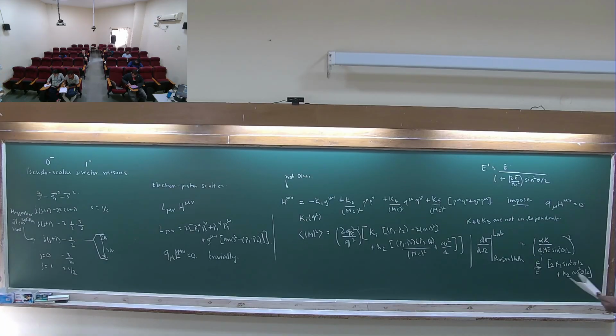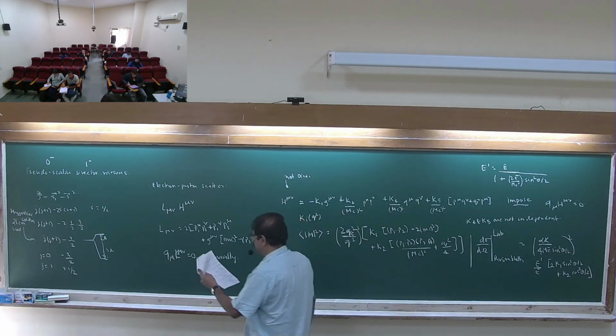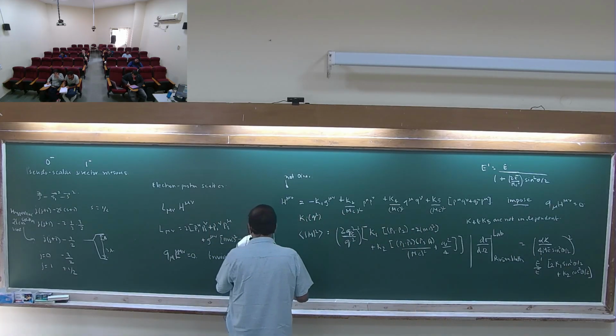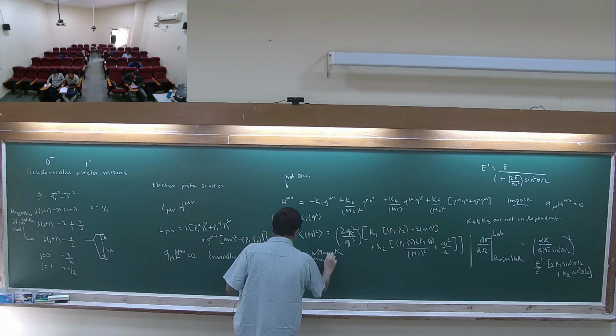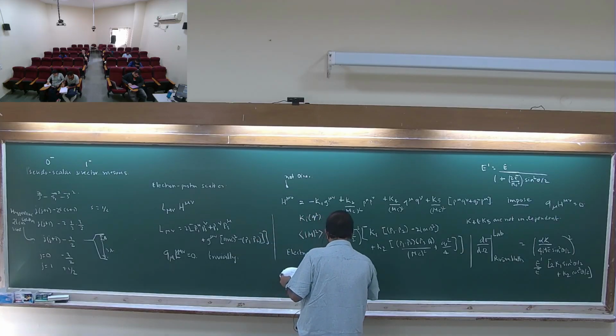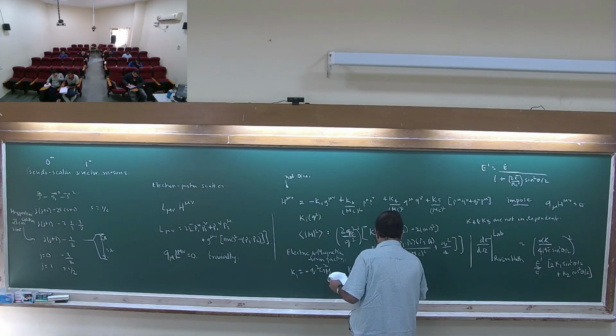So this is what we did the other day, but it is customary to rename these things and write down so-called electric and magnetic form factors, where k₁ is defined to be −q² G_M² and k₂ is 2mc² G_E² minus Q² by 2mc² G_M².